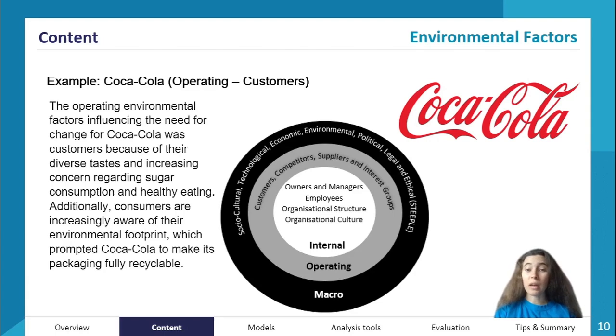So government and political decision making would have played in here as well on that macro level, and then the environmental footprint as well. So, for example, in this case, one of the changes that Coca-Cola made was making its packaging fully recyclable, to cater to those environmental pushes in the market.